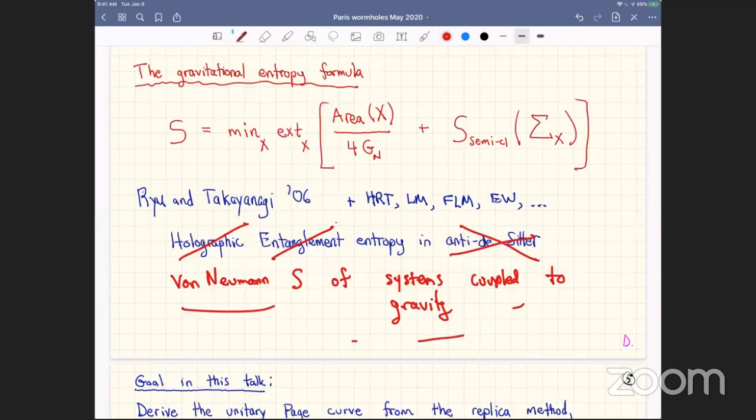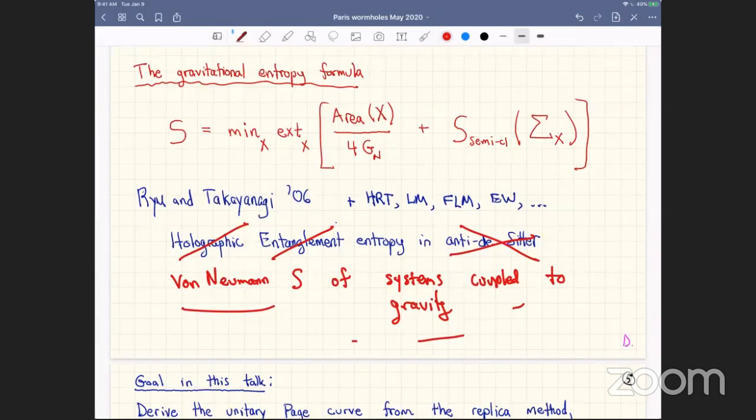Yeah, sorry, Tom. So the way that I'm supposed to be interpreting this formula from the bulk point of view is that I have some surface sigma X, and this is supposed to give me the von Neumann entropy of quantum fields on this sigma X, and there's some gravitational contribution to it coming in this area term, coming from regulating something.